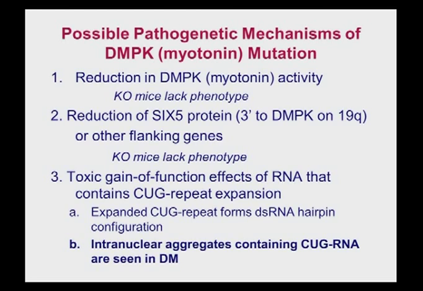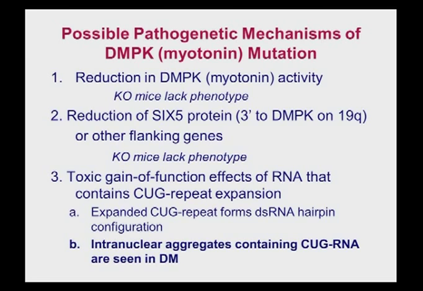So what are the possible pathogenetic mechanisms of this mutation in the myotonin gene? One would just be a loss of function of myotonin. There is some evidence to suggest that perhaps in patients with myotonic dystrophy there is some reduction in the activity of this enzyme. But if you knock this gene out in mice, you don't really get a phenotype that in any way resembles myotonic dystrophy. Likewise, these flanking genes that could possibly be affected by this repeat, if you knock those genes out, you also do not see a phenotype. So it's unlikely that either of those two mechanisms plays a major role in the pathogenesis of the human disease.